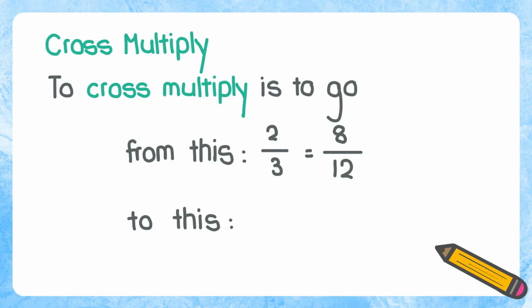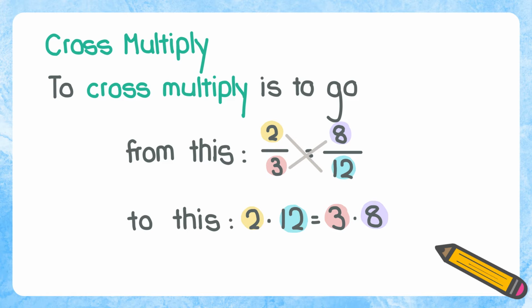Let's take a look at a numerical example. So to cross multiply is to start off with something like this: 2 over 3 equals 8 over 12. We first multiply across, so we have 2 times 12. And we have the equal sign and then cross multiply the other two numbers, 3 times 8. So we multiply numbers that are across from each other. So we do 2 times 12 and set it equal to 3 times 8.